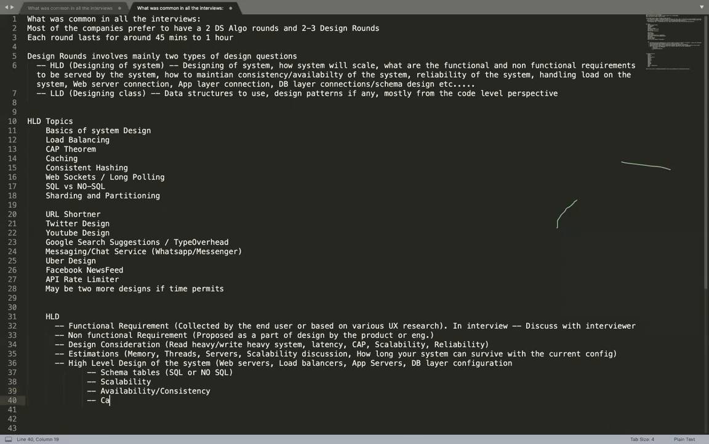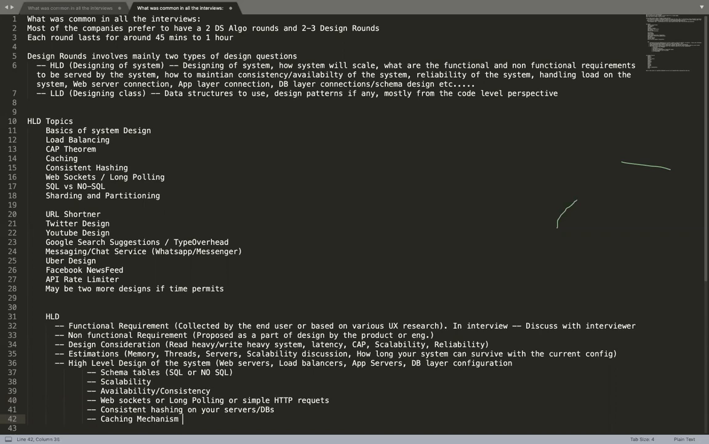Yes, all of those will be part of it, whether you need WebSockets, or long polling, or simple HTTP requests. Then you'll have consistent hashing on your servers and DBs. Then you'll have a caching mechanism.